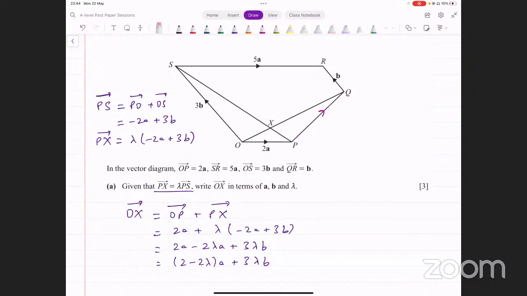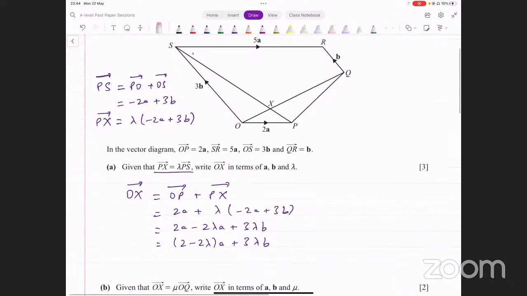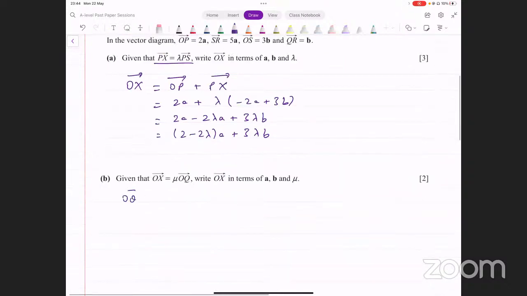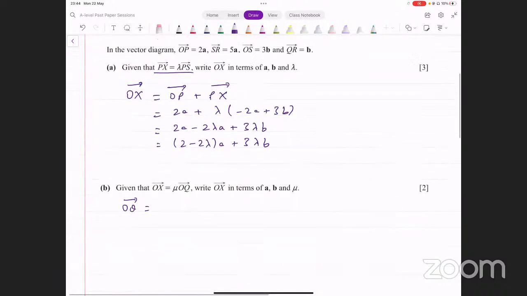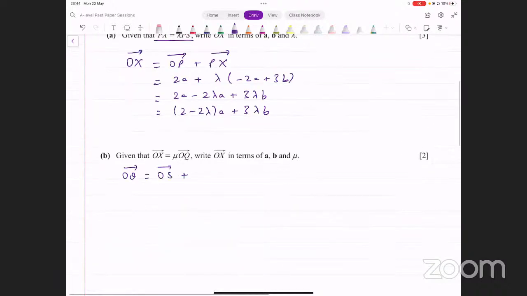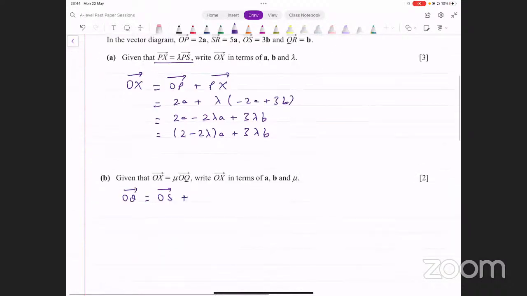If you think about it, if we follow the other path here, we know all the vectors in it. We can go from O to S and then from S to R and then from R to Q. And that's much simpler, right? We know all the vectors. Let's do that. Let's find OQ first of all. OQ vector can be written as that we go from O to S, then from S to R, and then finally from R to Q.